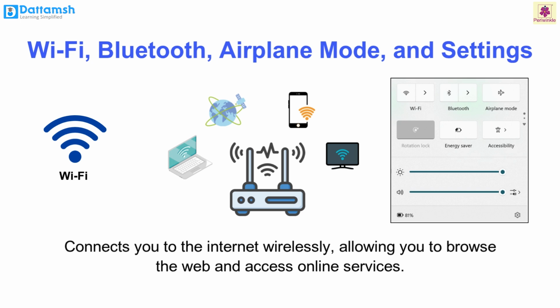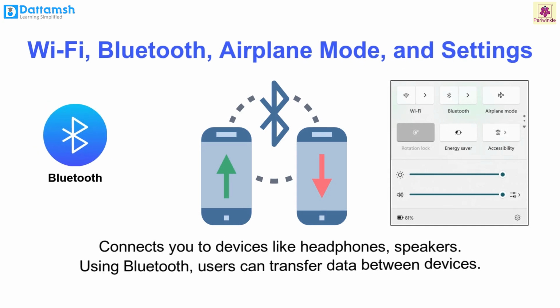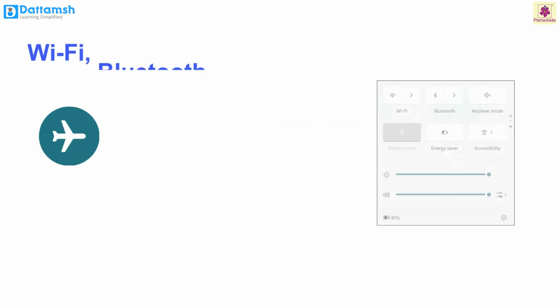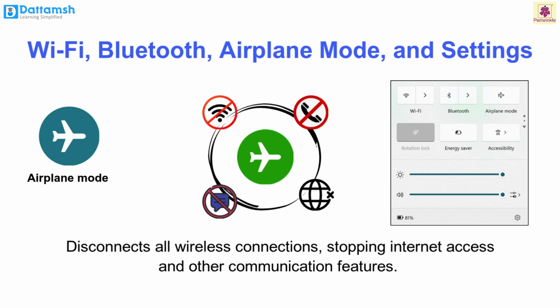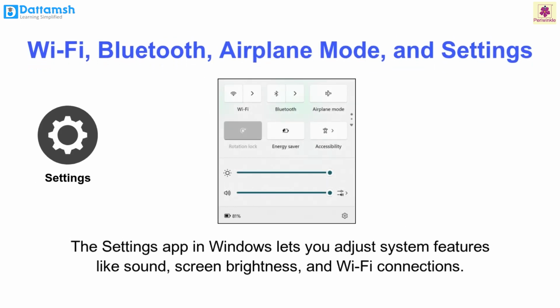Wi-Fi connects you to the internet wirelessly, allowing you to browse the web and access online services. Bluetooth connects you to devices like headphones, speakers. Using Bluetooth, users can transfer data between devices. Aeroplane mode disconnects all wireless connections, stopping internet access and other communication features. Settings. The Settings app in Windows lets you adjust system features like sound, screen brightness, and Wi-Fi connections.